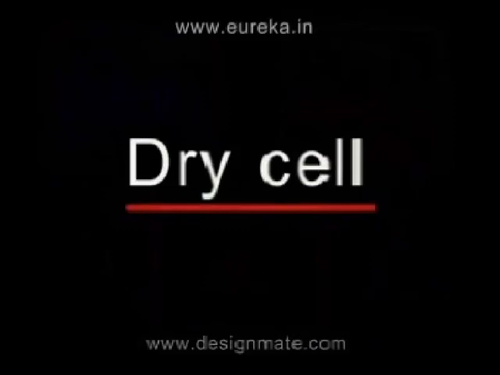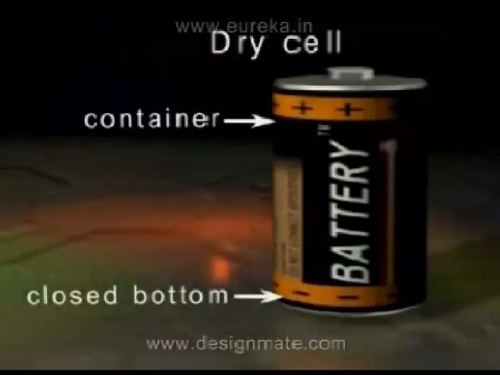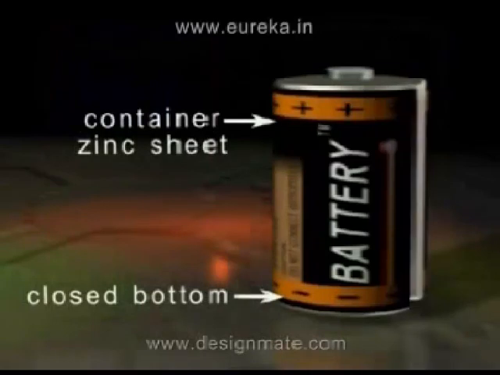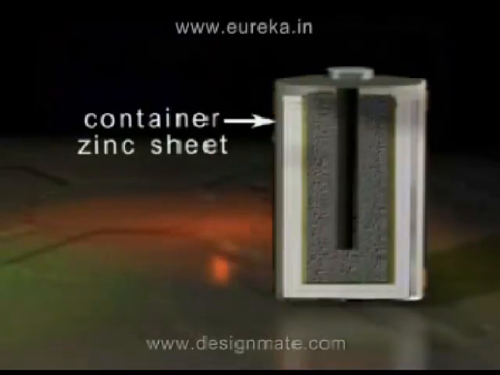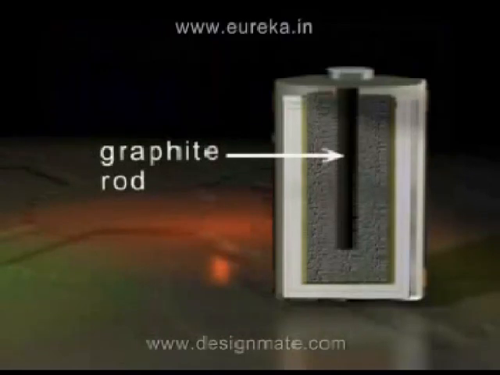One, a dry cell. This cell consists of a cylindrical container having a closed bottom. It is made up of a zinc sheet. A porous thin paper lining is provided on the interior of this container. A graphite rod is held in a vertical position at the center of the container. This rod does not touch the bottom.